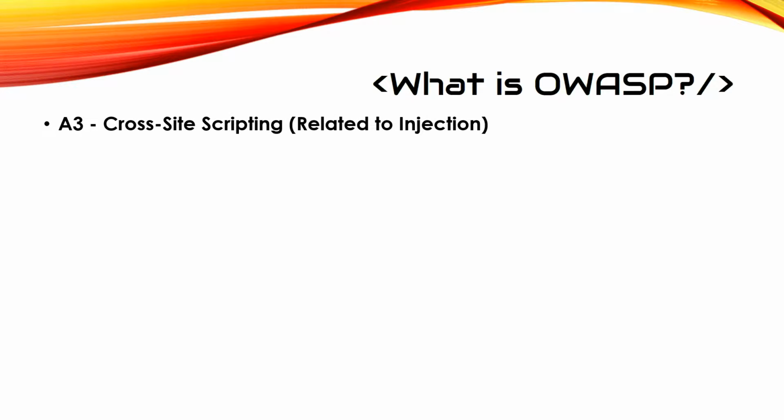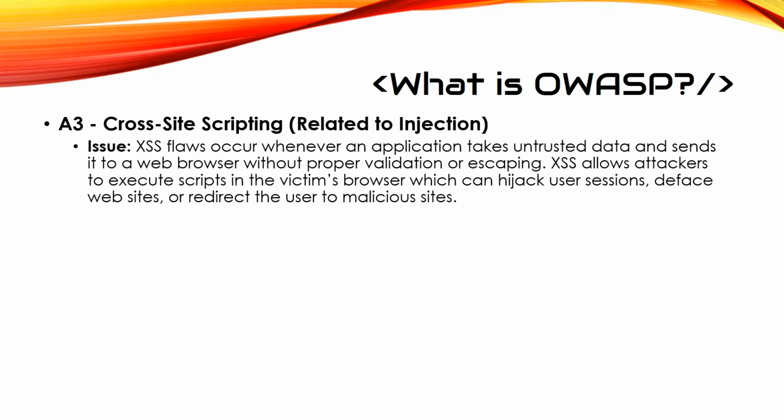Next issue is cross-site scripting, which is related to injection. So cross-site scripting errors occur whenever an application takes untrusted data and sends it to a web browser without proper validation or escaping. This allows attackers to execute scripts in the victim's browser, which can hijack a user session, deface websites, or redirect the users to malicious sites. The way you fix this is again through input validation.